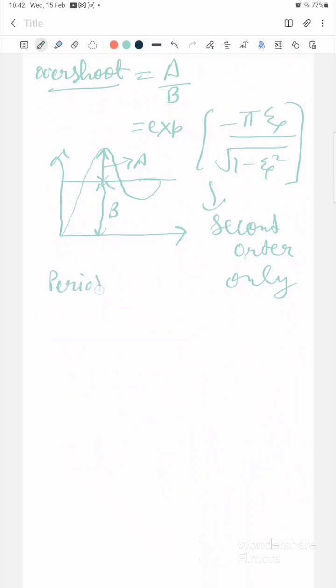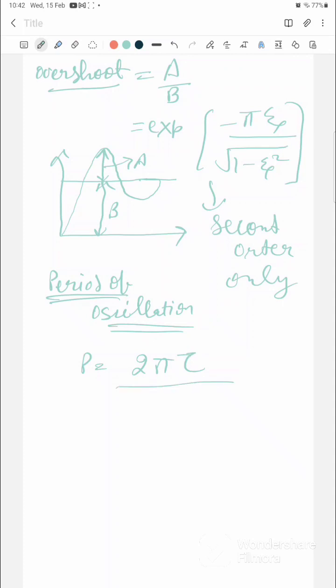Period of oscillation is defined as P = 2 pi tau by root of 1 minus zeta square. This is the period of oscillation.